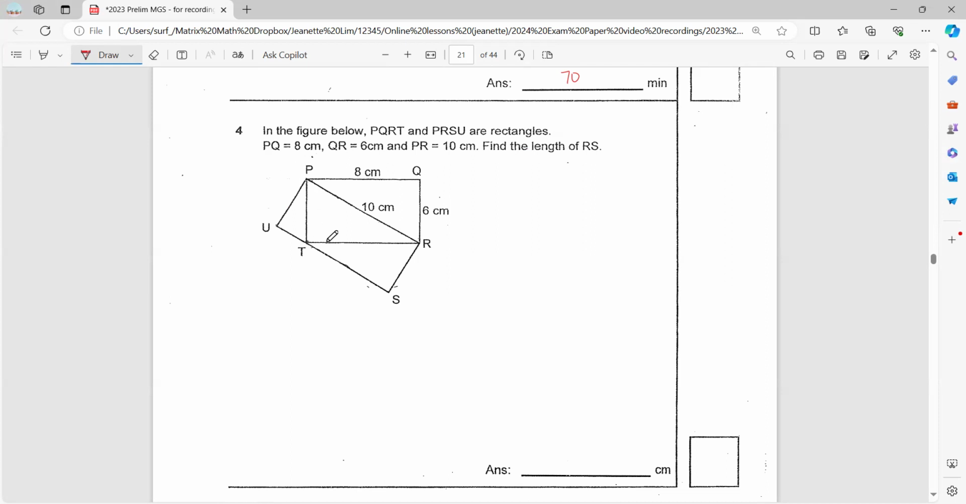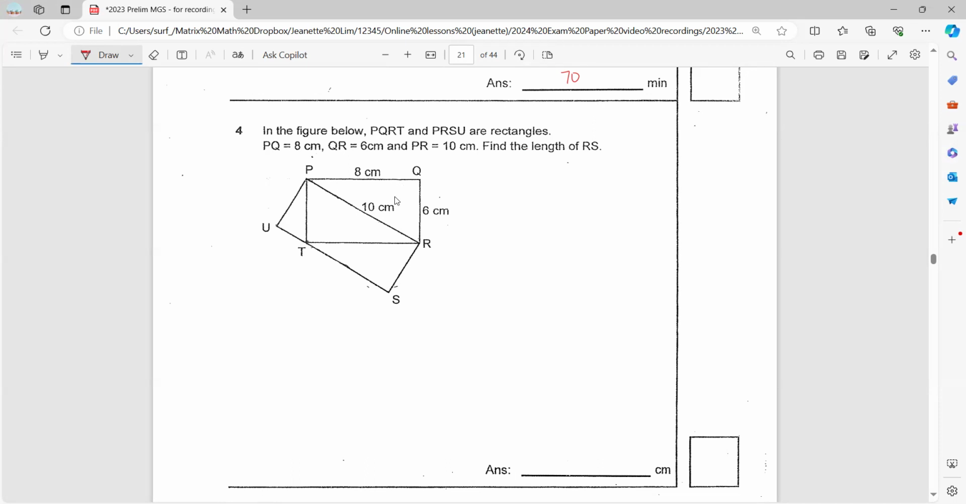Eventually I want to find RS, right? How can I find RS? If I have the area of this rectangle, I divide by the length, I'll get the breadth, which is RS. So let's try and find the area of this rectangle. Now this rectangle has this triangle that is overlapping with the other rectangle, right? So the area of this triangle is actually the same as this triangle here.